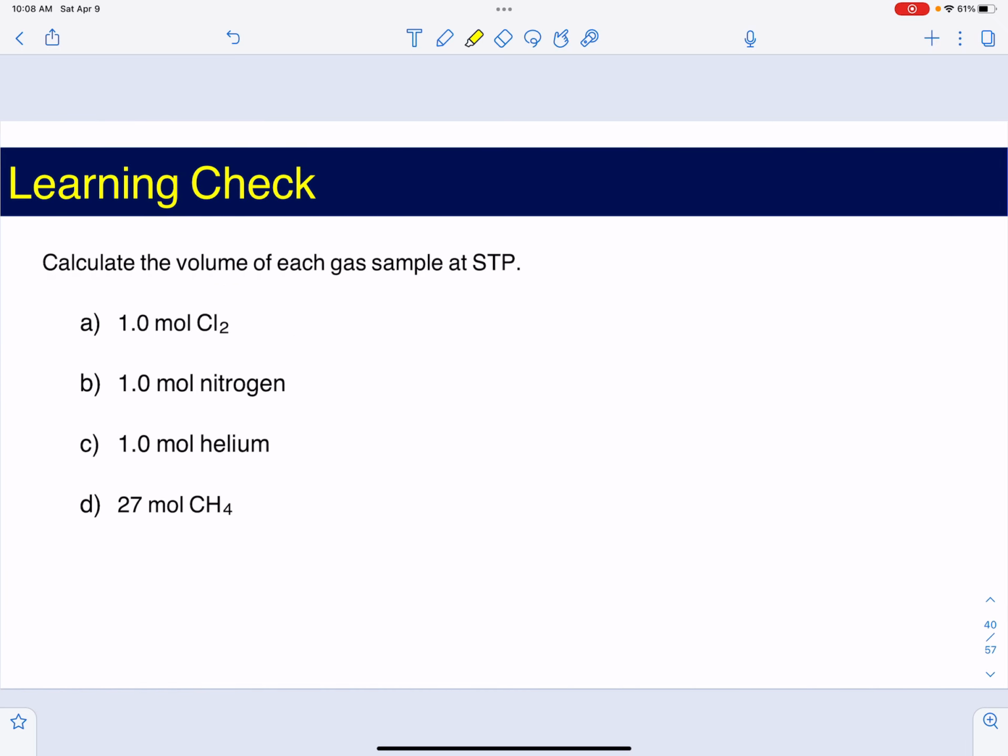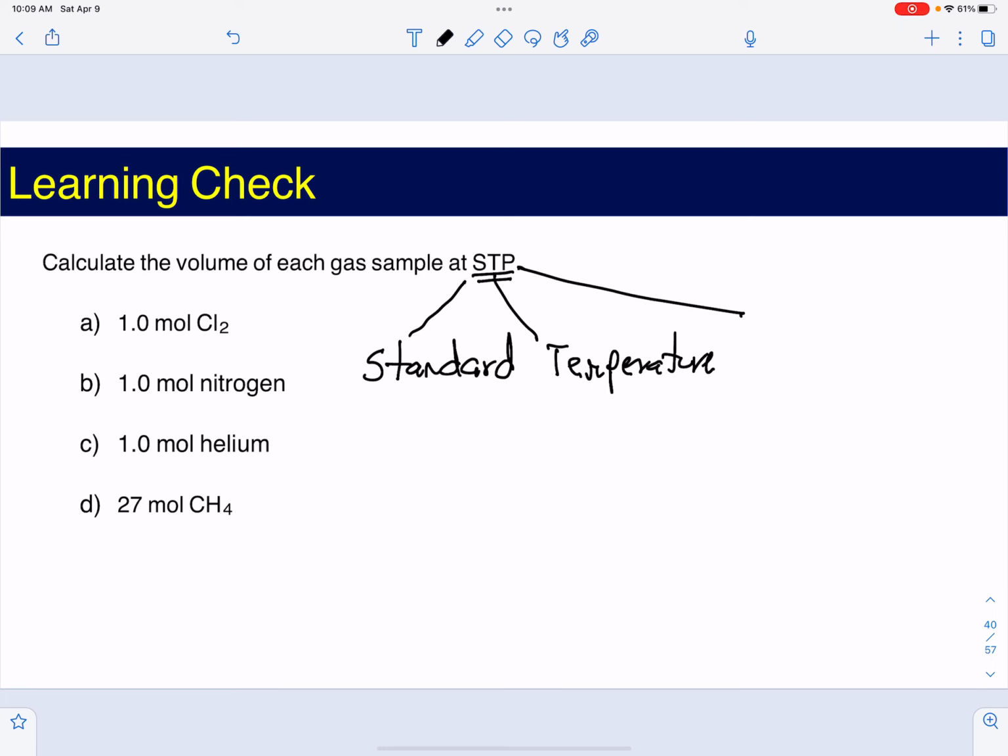And we got something more about ideal gas law. What about when you have a problem like this? Calculate the volume. So we're looking for the volume of each one of these gases at STP conditions. What is that? What is STP conditions? Well, let me tell you. STP conditions are going to be a standard temperature and pressure.